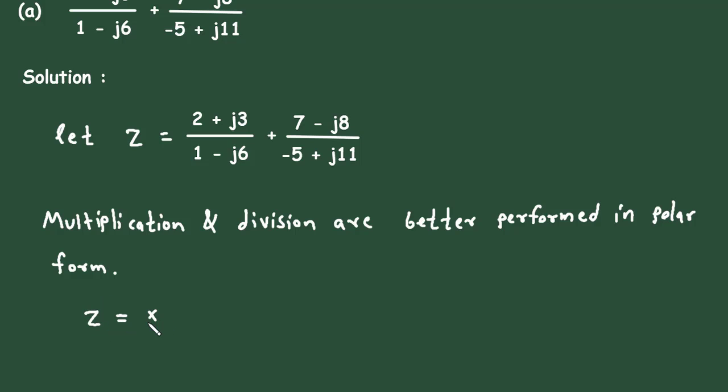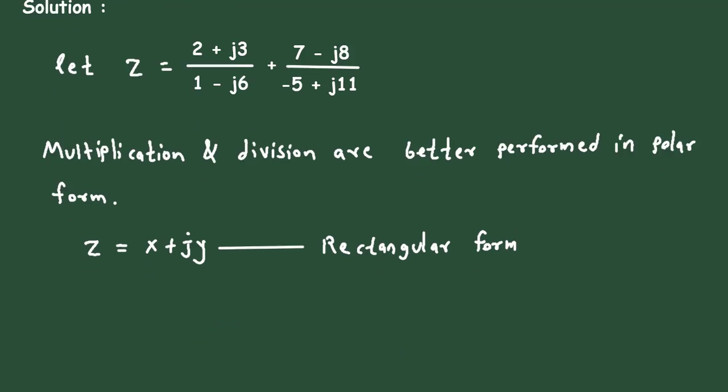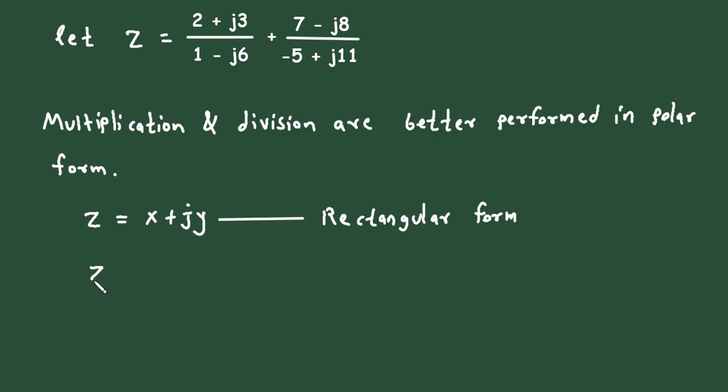Z is equal to x plus jy. This form is called rectangular form. Currently it is in this form, rectangular form, and Z is equal to r at an angle phi. This is called polar form. Now we have to convert this rectangular form to polar form.